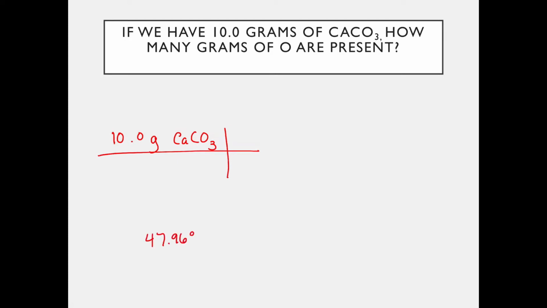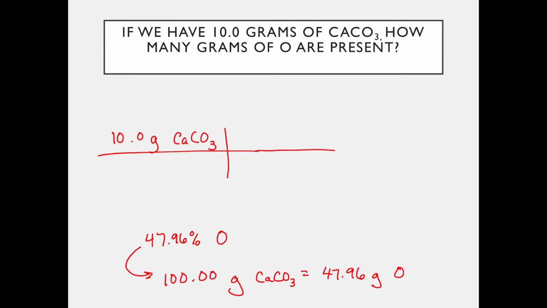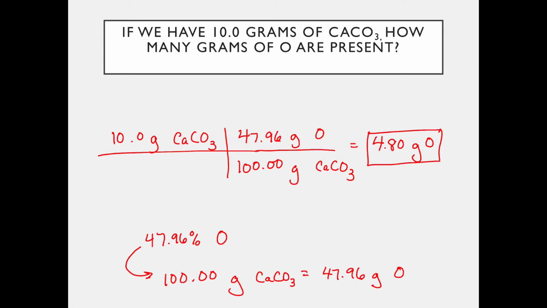When we use our percent, this 47.96% of oxygen, that's telling us for every 100 grams of calcium carbonate, 47.96 grams are going to be oxygen. We're going to use our percent like this. Because that would be true, right? If we had 100 grams of calcium carbonate and it was 47.96% oxygen, then 47.96 grams would be oxygen. So the reason I'm writing it like this down at the bottom is so that I can use it in this train track. If we have 10 grams of calcium carbonate, for every 100 grams of calcium carbonate, we have 47.96 grams of oxygen. And that will get us our answer. Rounding for sig figs, we're going to get 4.80 grams of oxygen.